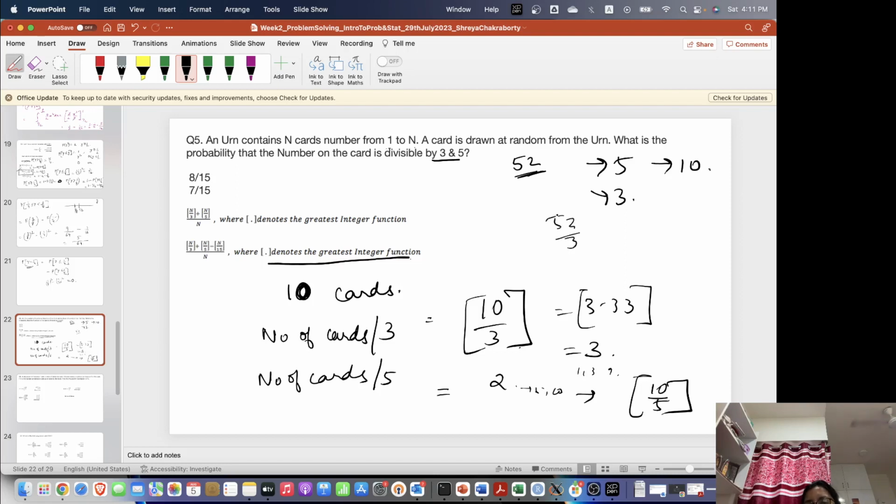52 by 3 modulo. How many will we get? 17. I think this problem should be OR.